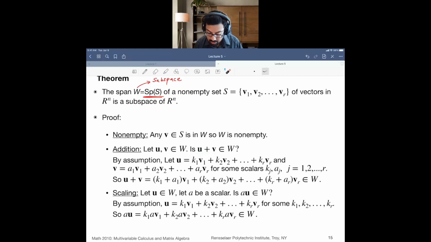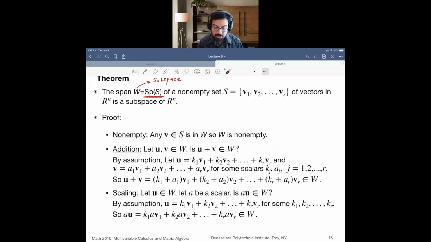By assumption, I'm going to assume that U is belonging to W, which means that it is a span of S, which means that I can represent U as a linear combination of the vectors. The vectors are V1 through Vr, and U should satisfy this: some K1 V1 plus K2 V2, so on up to Kr Vr. You should be able to do this because I said U belongs to W, and W is a span of S. Span of S means linear combinations of the vectors. So I should be able to do this.